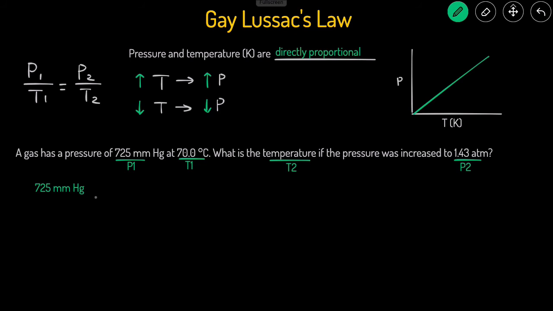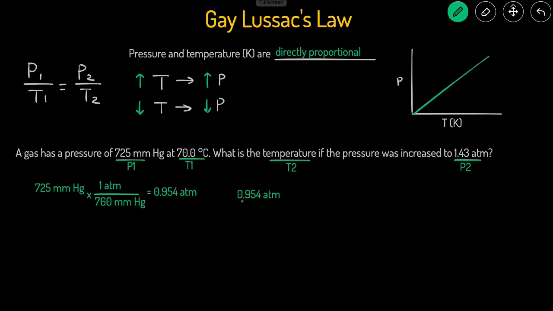We'll take 725 millimeters of mercury and convert that to atm. In every one atm, there's 760 millimeters of mercury. If this is a little foreign to you, just check out my pressure conversion video and then come back to this. It'll make some more sense. That comes out to be 0.954 atm, and that's our P1. So now we have our P1. We can set it up.